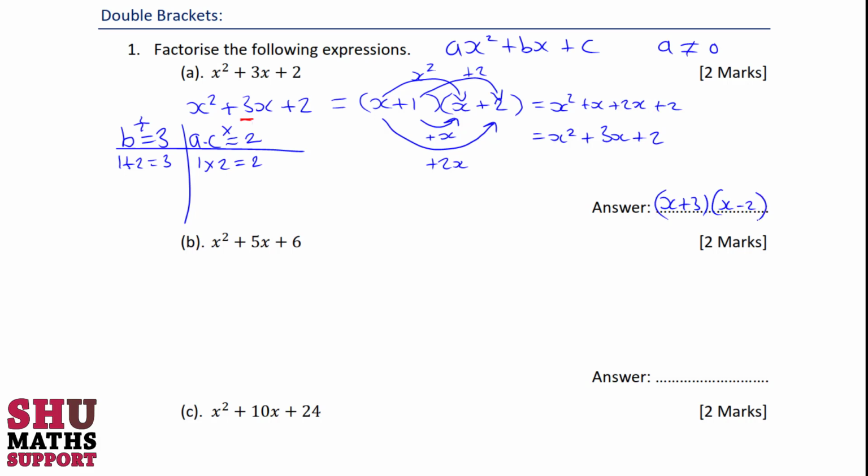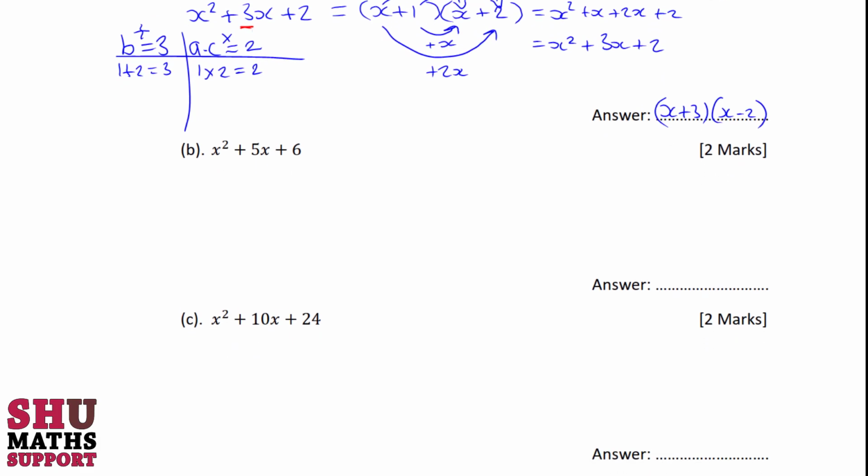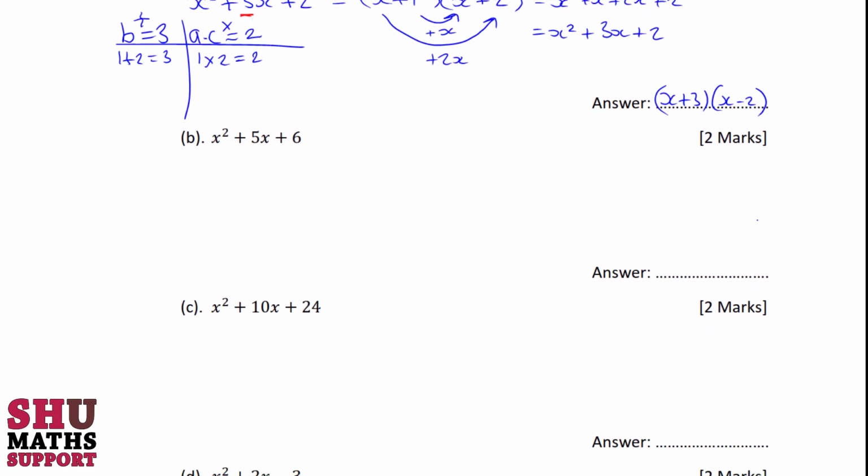Now don't worry if you didn't get that, it does take a little while to get your head around. I'm going to do 2 more examples just so you can get familiar with the method. So the next example we have is x squared plus 5x plus 6. And we'll set up our little table here. We have b is equal to 5, and we have a times c is equal to 6. And we want to factorize x squared plus 5x plus 6.